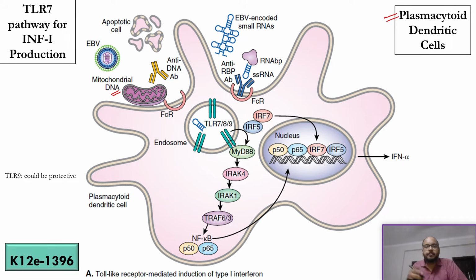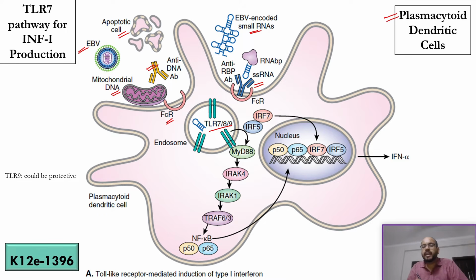dendritic cells. These cells can also recognize anti-DNA antibodies secreted in a patient of LE, apoptotic cell debris, Epstein-Barr virus. Remember, they are suited to recognize RNA and DNA. EBV encoded small RNAs or any RNA attached to the anti-RNA binding protein antibodies. So any of this stimulation can attach to the Fc receptor, and after attachment, they can stimulate and activate toll-like receptors 7, 8, and 9.